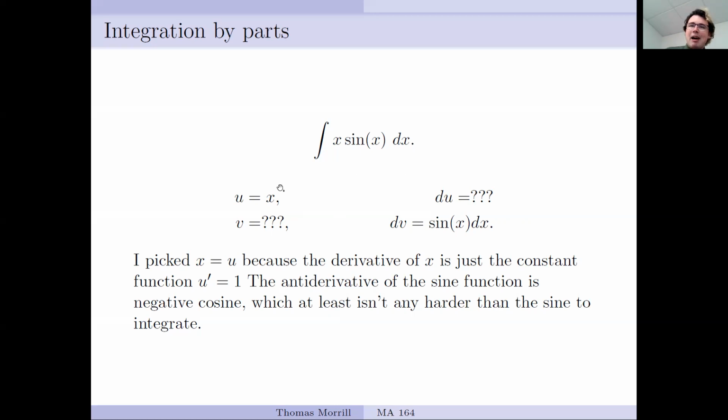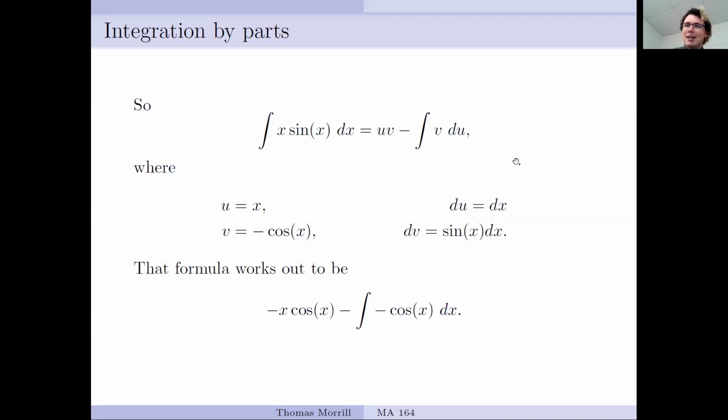Now, I've found my opposite corners. I know what u is, I know what dv is, and I need to use my knowledge of derivatives and antiderivatives to fill in the rest of my chart. Got that on my next slide here. u is still equal to x, and this means that du is equal to dx. Well, hey, u and x are the same thing, so their differentials are exactly the same as well.